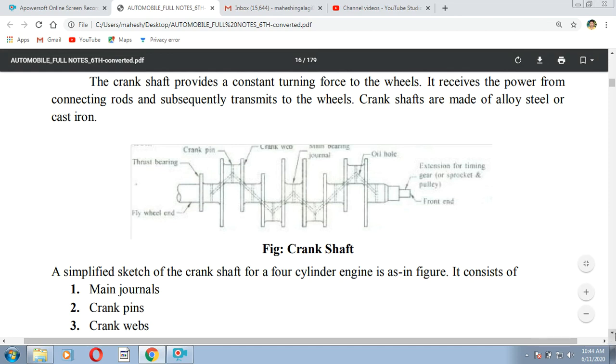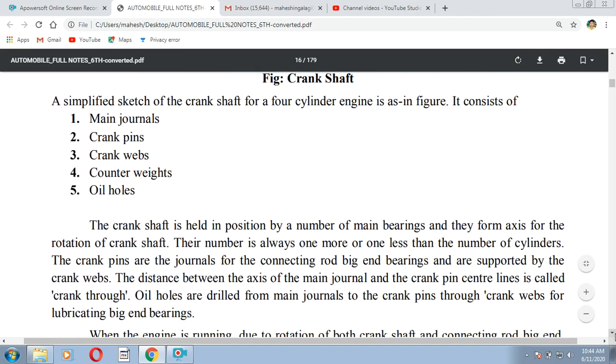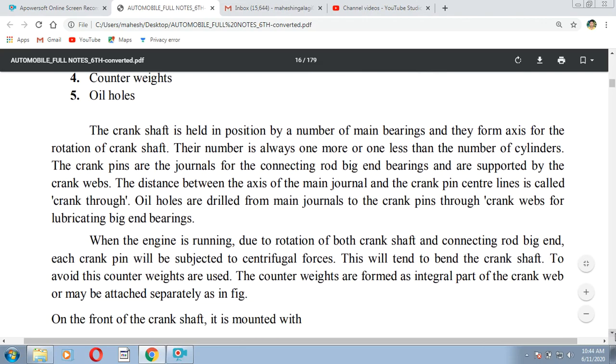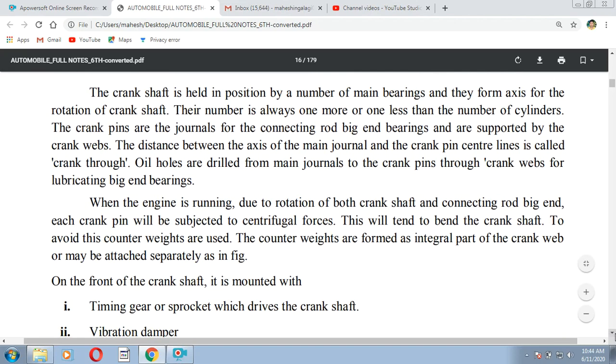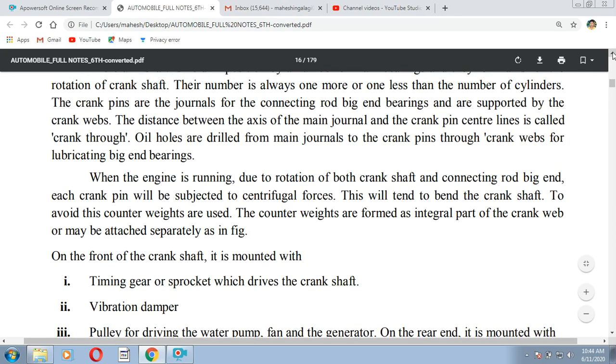Here the major parts are the main journal bearings, crank pins, crank webs, counterweights, and oil holes. The crankshaft is held in position by a number of main bearings, and they form the axis for the rotation of the crankshaft. Their number is always one more or one less than the number of cylinders. Whatever the number of cylinders we have, the number of bearings is not equal to it, it should be one more or one less than the number of cylinders. And now here are the journals for the connecting rod.